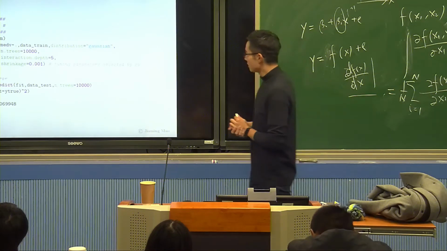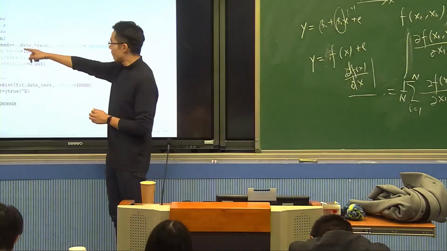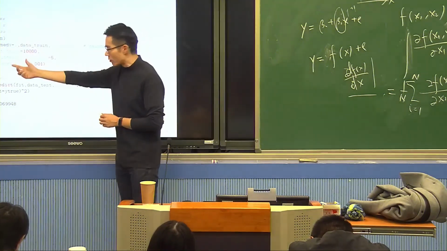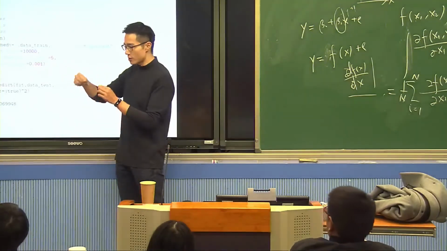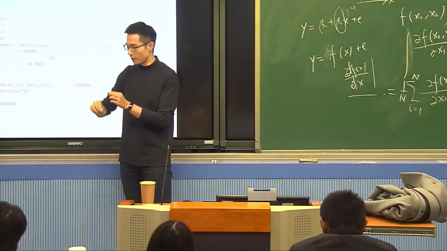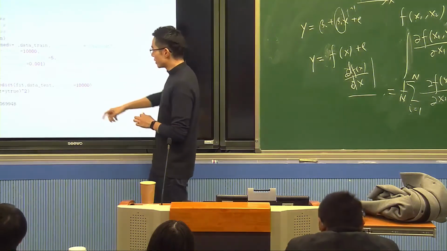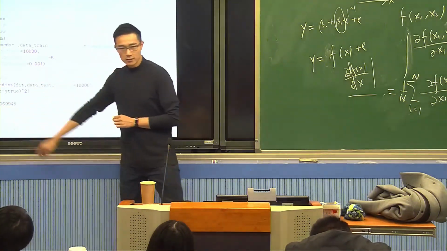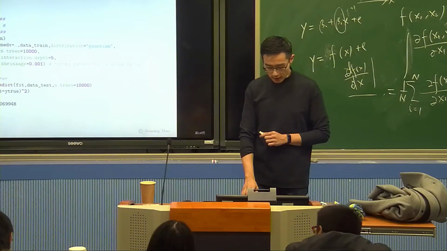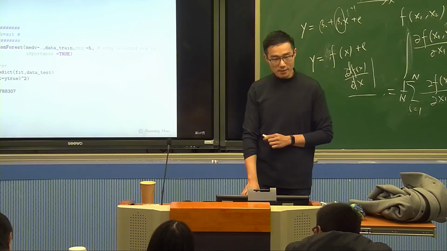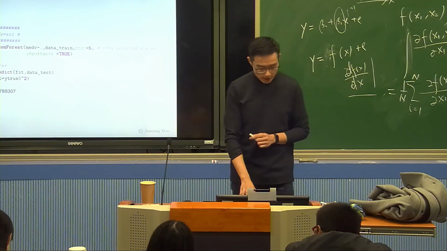Finally, we do boosting. Again, these numbers have already been tuned. We use 10,000 iterations, a depth of 5 each time, and a very slow shrinkage of 0.001. In the end, we get a test error of 9. So in this case, boosting is second best, and random forest is the best, getting the error down to 8.79.